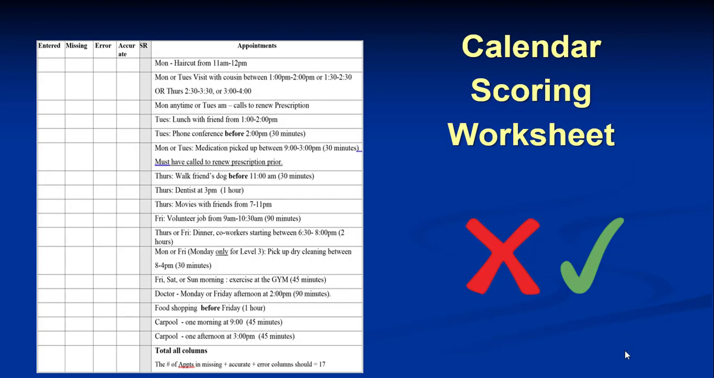During the activity, self-recognition of errors is recorded on the calendar scoring worksheet in the SR, or self-recognition, column for each appointment. Appointments entered and accuracy can be scored after the termination of the assessment.